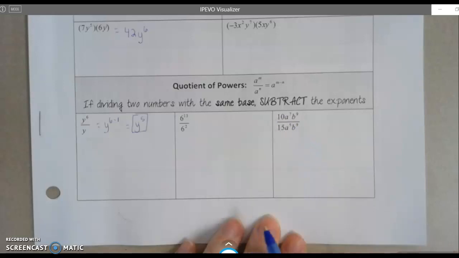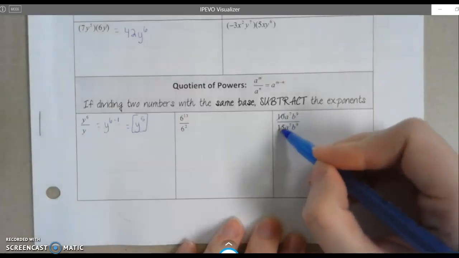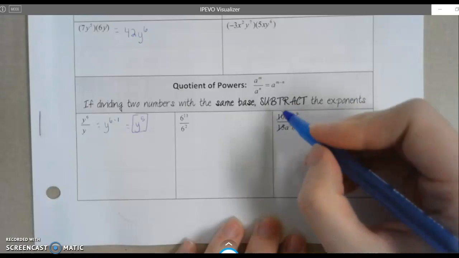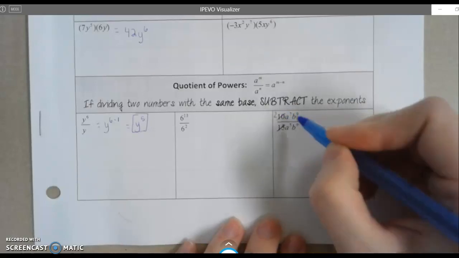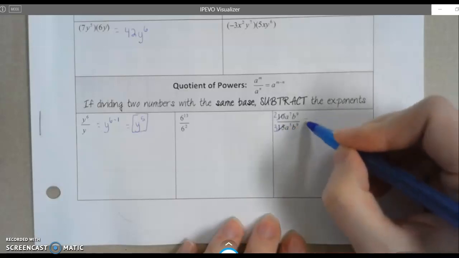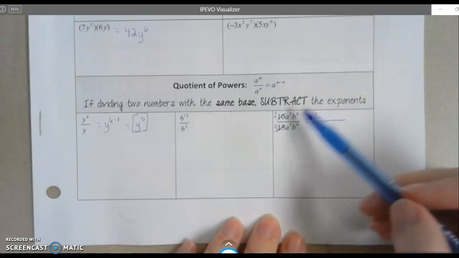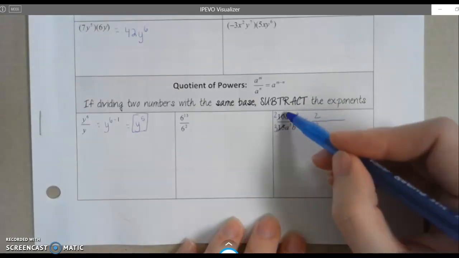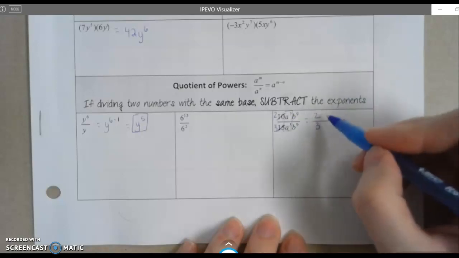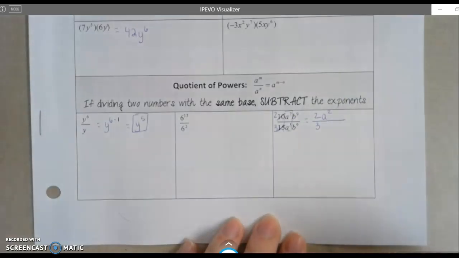10 and 15 are regular numbers as a fraction. So you want to reduce 10 15ths like you would normally reduce a fraction. They both divide by 2. They both divide by 5, which gives you 2 thirds. So we have a 2 in the top and a 3 in the bottom. A to the 7th can divide with a to the 5th, which gives you a total of a squared, because 7 minus 5 is 2.